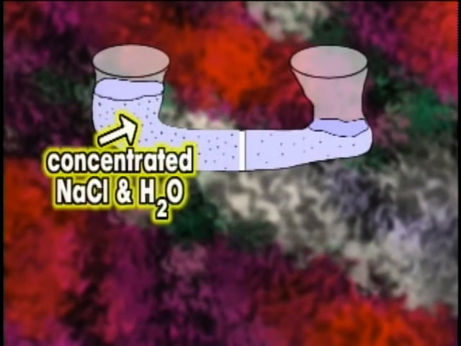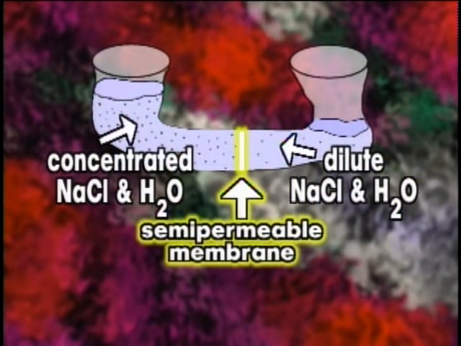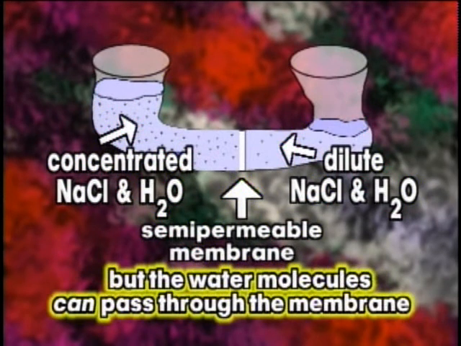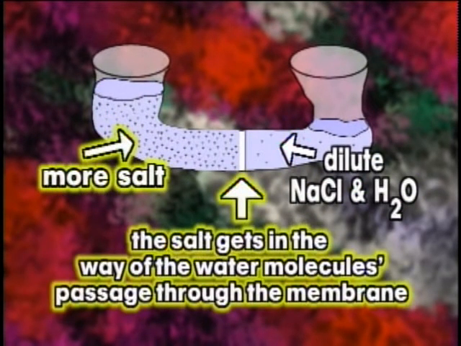So let's get specific. Say we have a concentrated solution of table salt, NaCl, and water on the left side of a U-shaped tube, and a dilute solution of NaCl and water on the right side of the tube. A semipermeable membrane at the bottom of the U separates the solutions. The solute, which is the salt, is too big to pass through the membrane, but the water molecules can pass through the membrane. The more concentrated solution has more salt floating around in it, and the salt gets in the way of the water molecules' passage through the membrane.